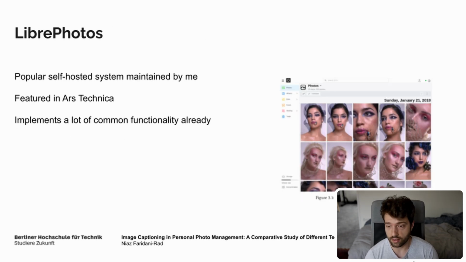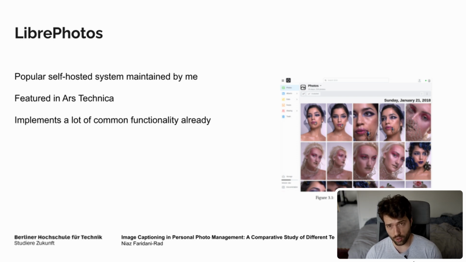And so why is it interesting for me? I'm the maintainer of LibrePhotos, an open source self-hosted system, which has been maintained by me since 2020. I forked it from OwnPhotos, which was abandoned, and it's quite popular. We got featured on Ars Technica, and it has 2.4 million Docker downloads. I also have implemented a lot of common functionality already, which means you can upload images and they're all sorted and you see who's in it and stuff like that.